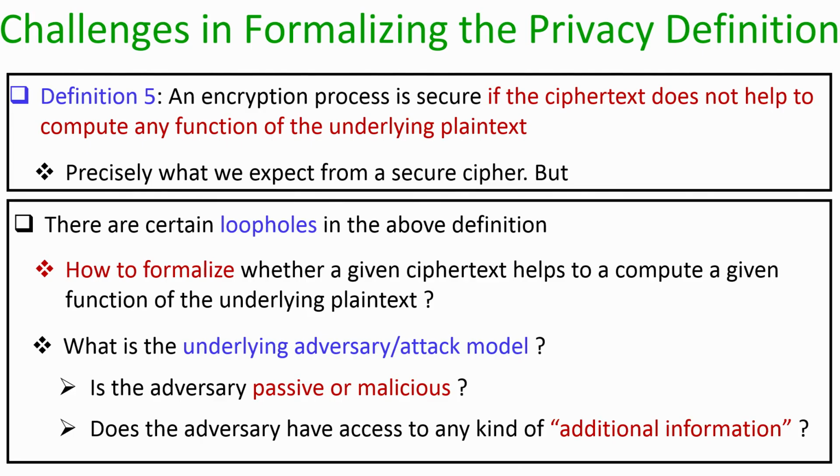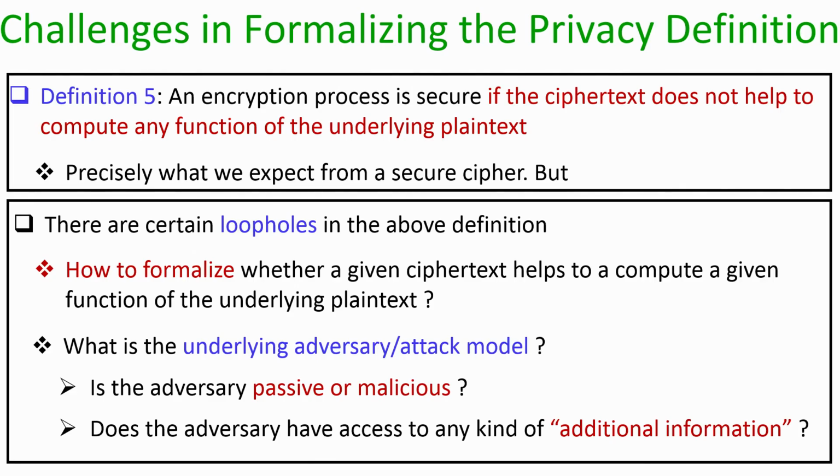And the second loophole in this definition is what exactly are the capabilities of the adversary you are considering. That is not specified in this definition. That means whether you are considering an eavesdropper adversary who is simply observing the ciphertext and trying to compute the function, or a malicious adversary who could change the contents of the ciphertext, see the behavior of the response of the receiver, and then try to compute functions of the underlying messages.